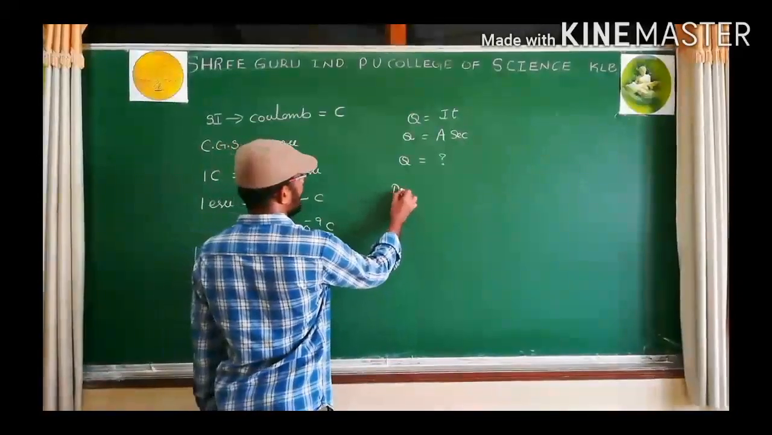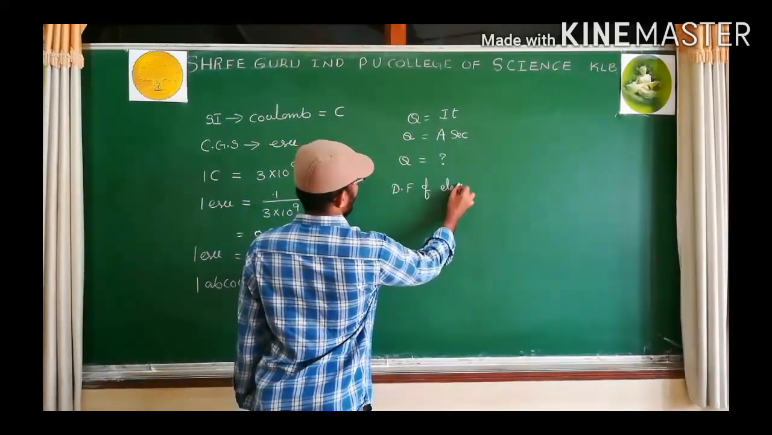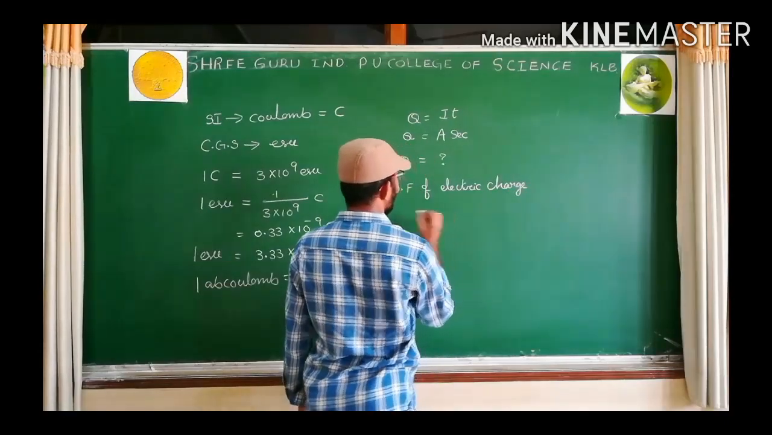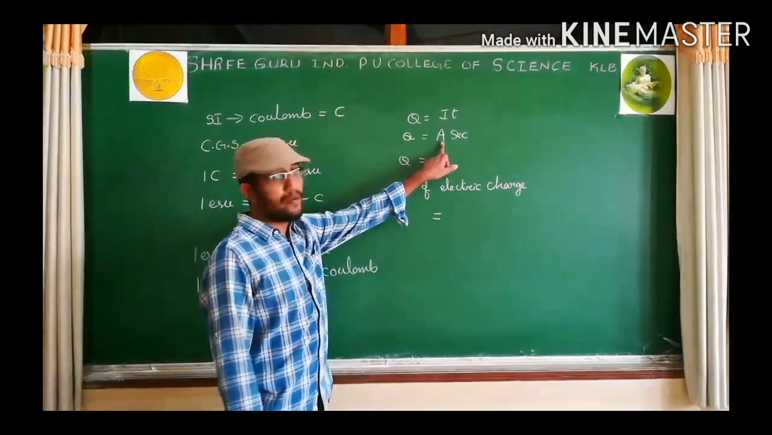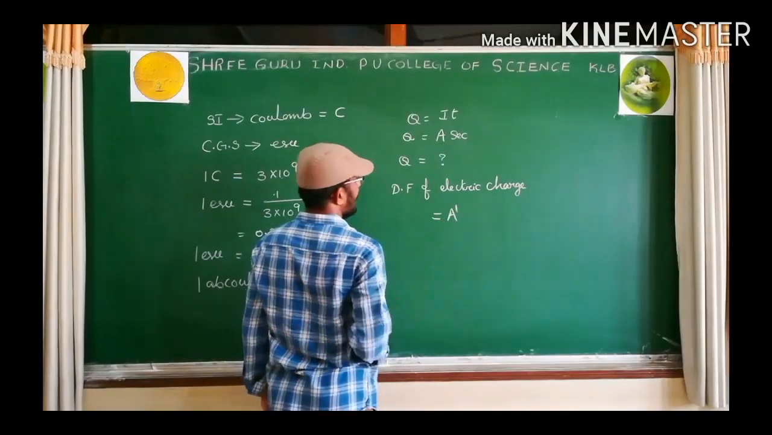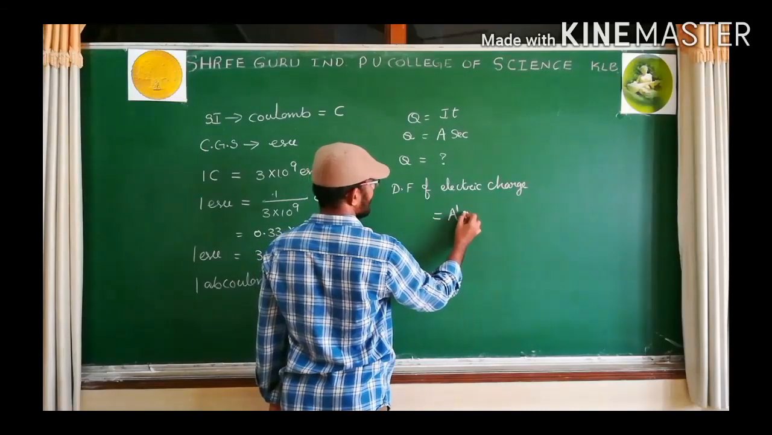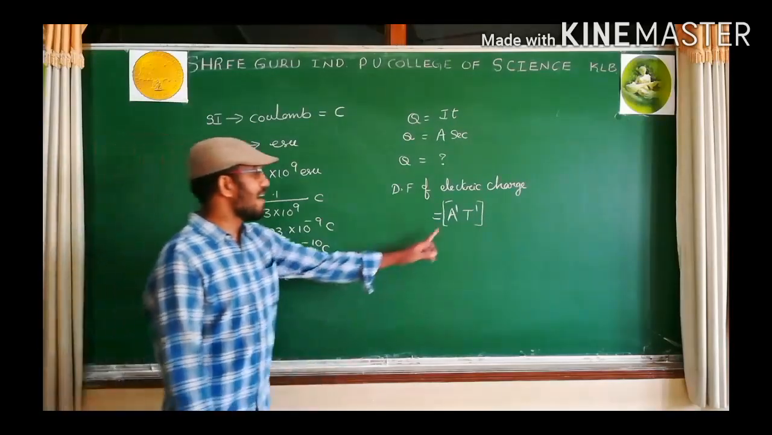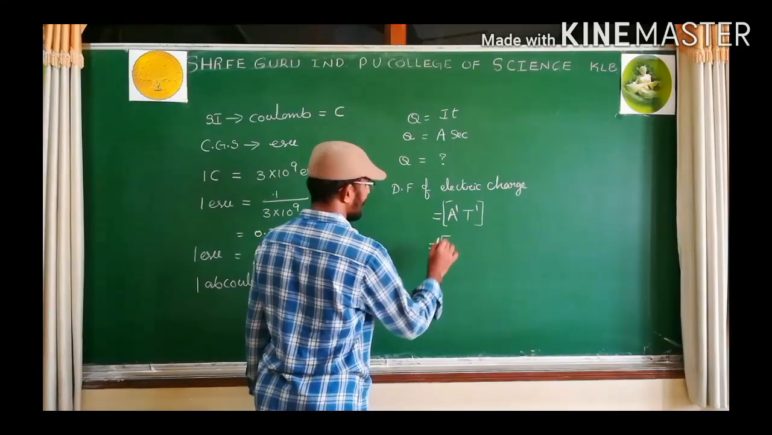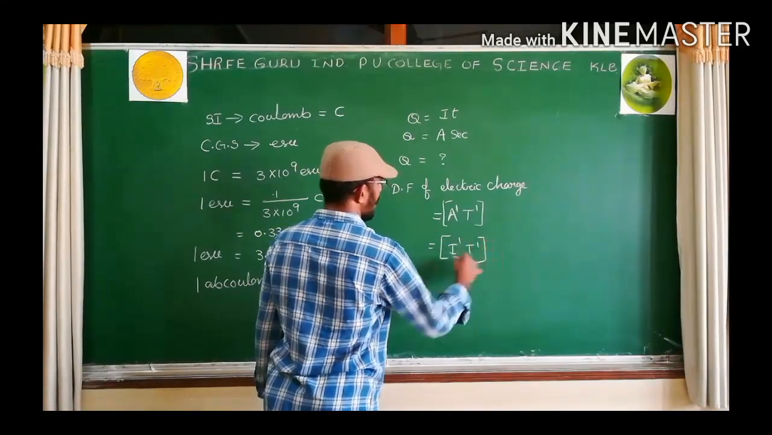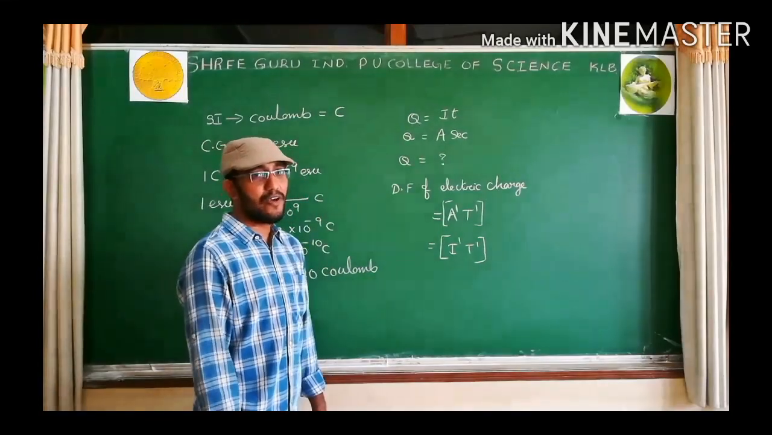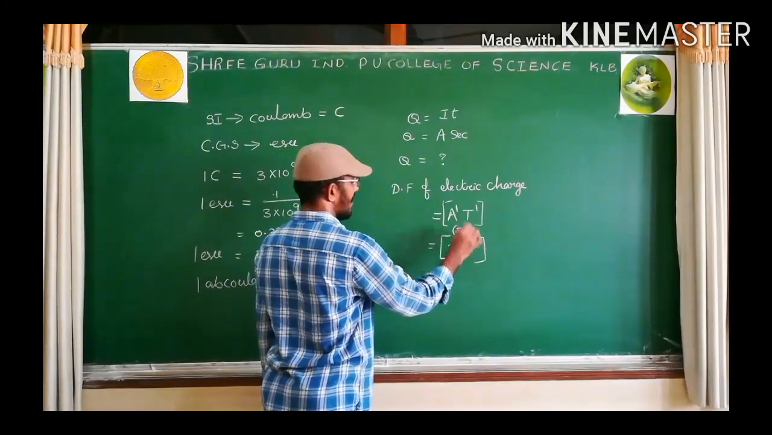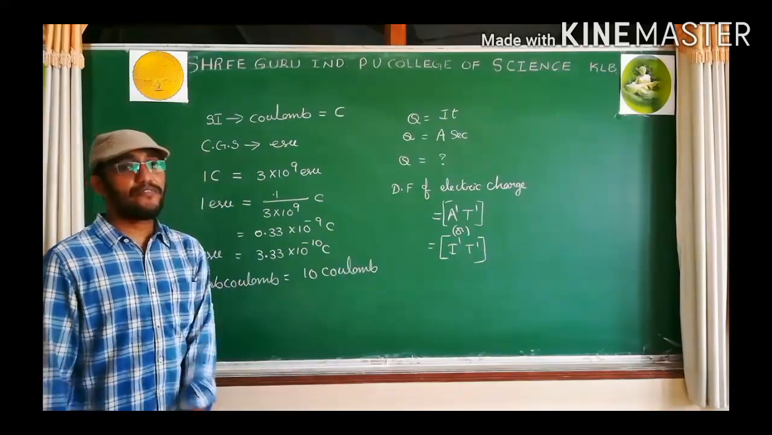So, the dimensional formula of electric current is A1, and the dimensional formula of time, second, is T1. So, what is the dimensional formula of electric charge? A1 T1. Some other people also write it as I1 T1. So, A or I, either one you can use in the place of electric current. So the dimensional formula of electric charge is A1 T1 or I1 T1.